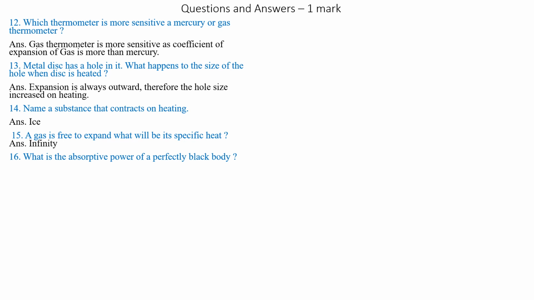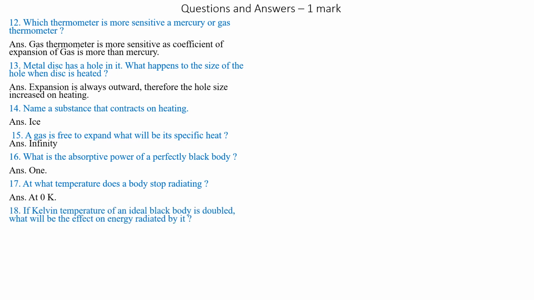Question number 16. What is the absorptive power of a black body? The absorptive power of a black body is 1. Question number 17. At what temperature does a body stop radiating? So at 0 Kelvin, the body stops radiating.